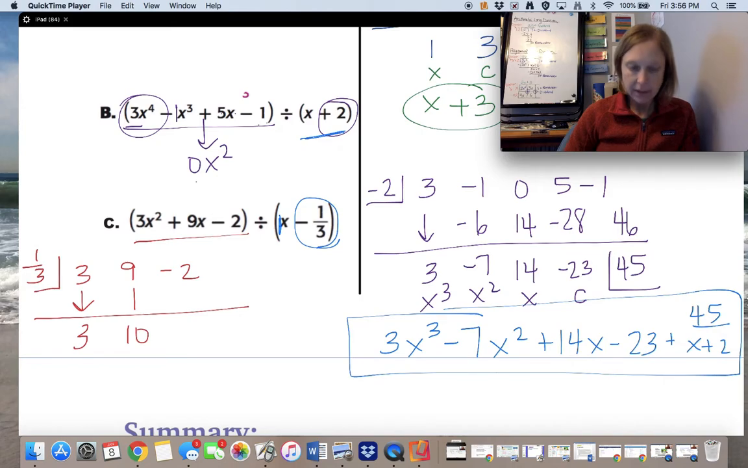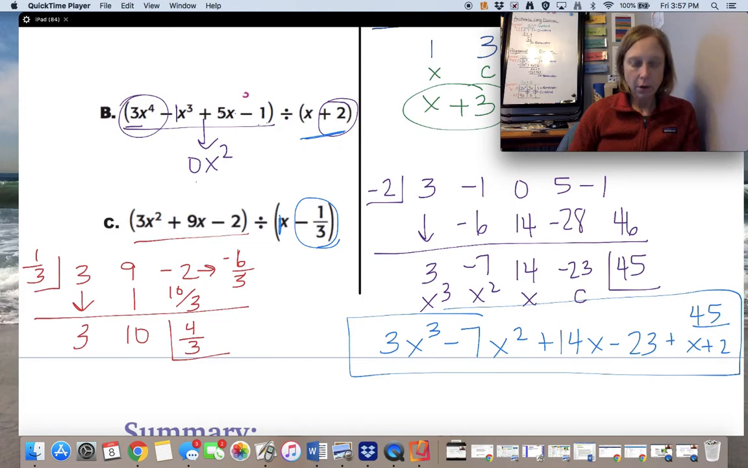Well, darn. That didn't last long, did it? All right. 10 times 1/3 is 10/3. Add these two together. So I'm going to have to rewrite my -2 with a common denominator. To get a denominator of 3, I need to multiply top and bottom by 3. This -2 would be a -6/3. Add these two together. 10 minus 6 is 4. So this is 4/3. That's my remainder.